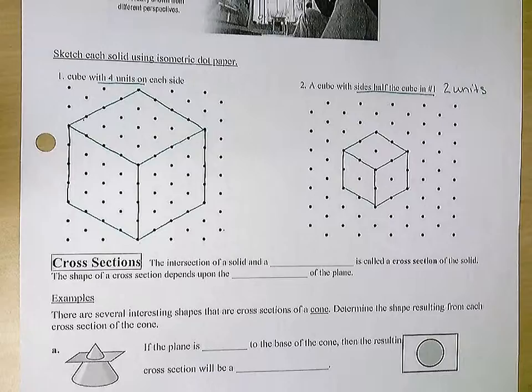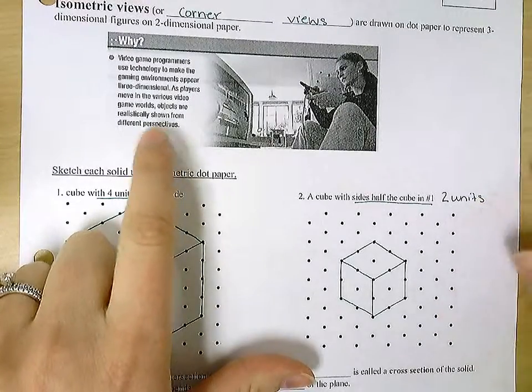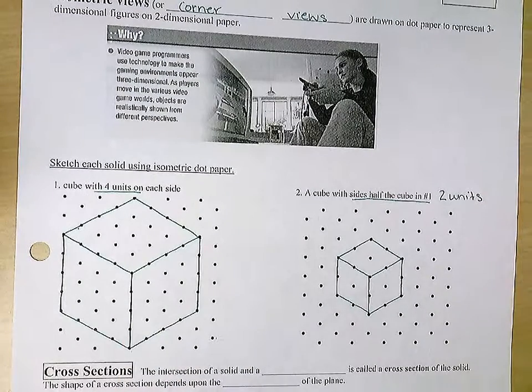What's the point of drawing it? Like I said up here, this is what programmers use. They use dot paper like this to make things appear 3-dimensional, even though it's drawn 2-dimensionally. So it's a little bit easier to see it 3-dimensionally when you draw it on this kind of paper.